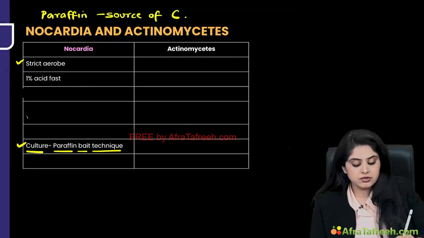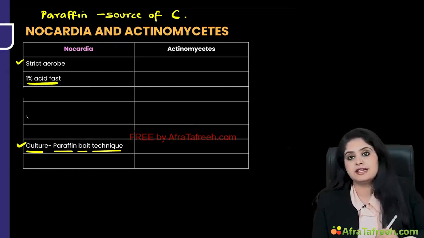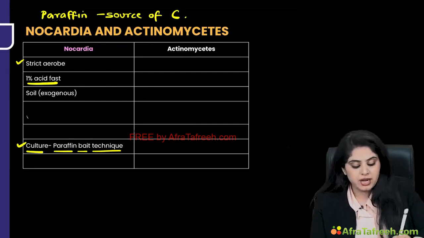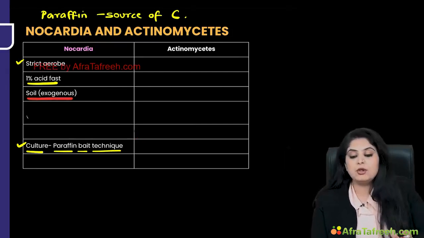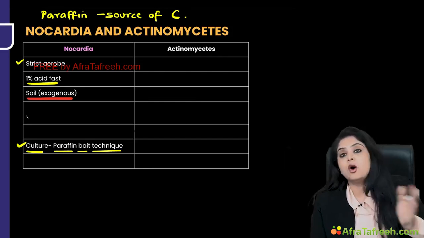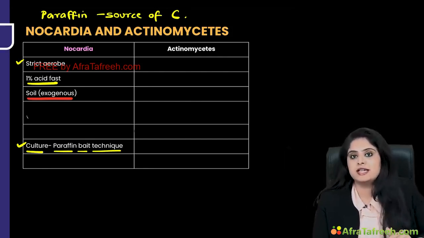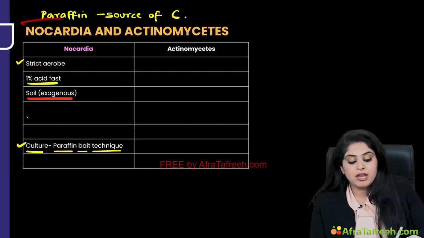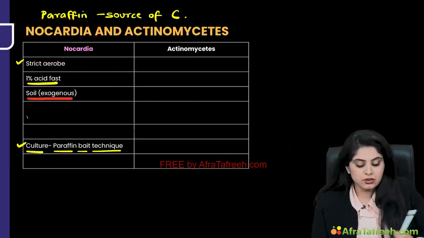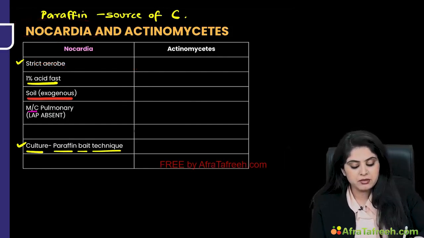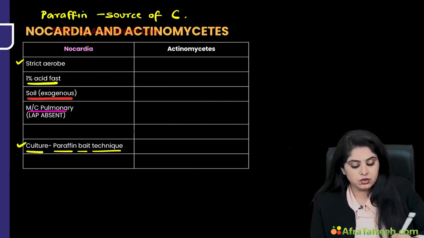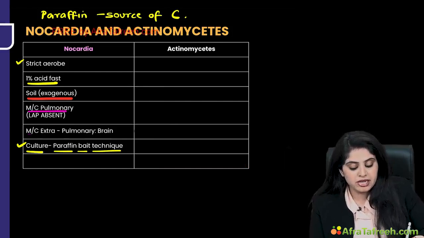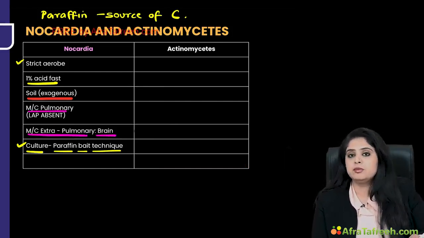Acid rain will remind you that it is 1% acid fast, that is also done. And soil shall remind you that this is an exogenous organism present in the soil. If you know all these features, it's the complete opposite for Actinomyces, which I'll tell you in a while. But before that, where exactly does Nocardia go? The most common presentation is pulmonary, but usually lymphadenopathy is not there. And if not the lungs, where is it going to go? It's going to go to the brain. The most common extrapulmonary site is going to be the brain.